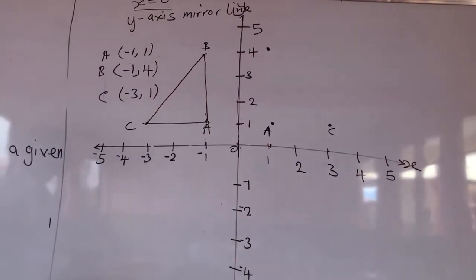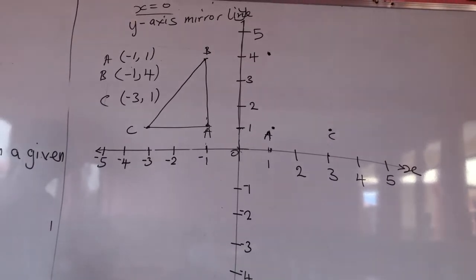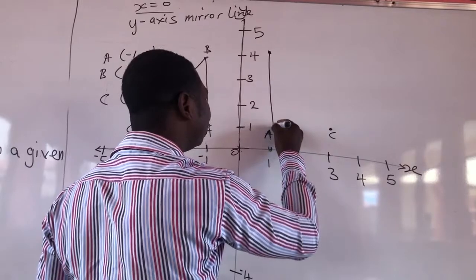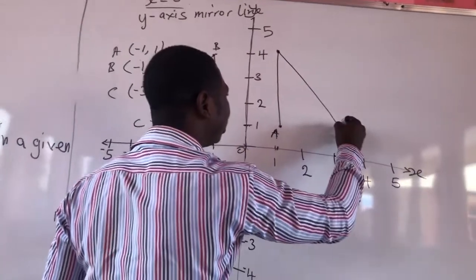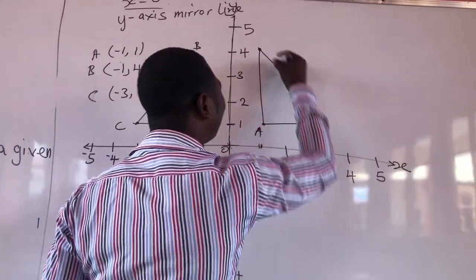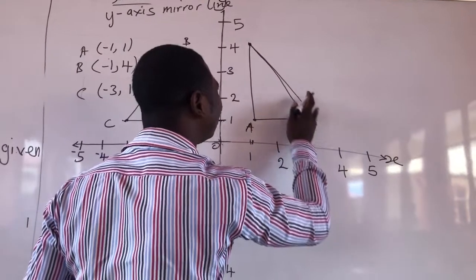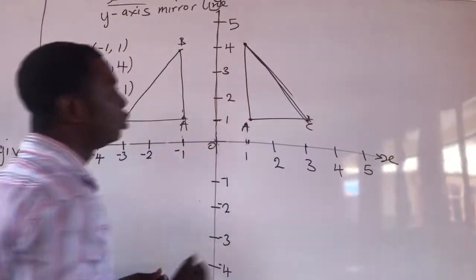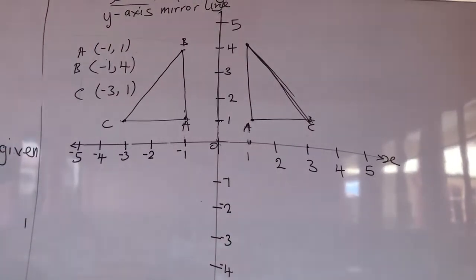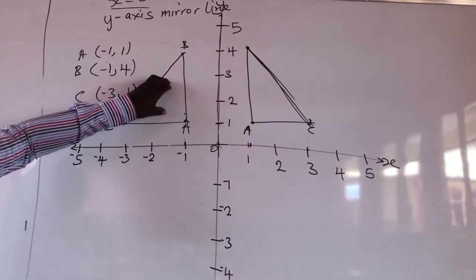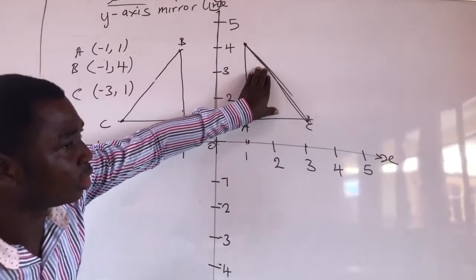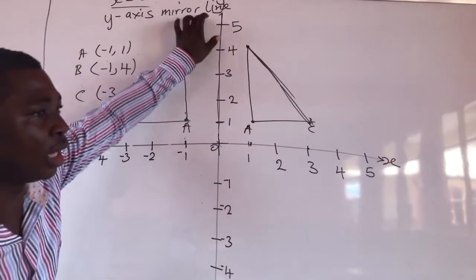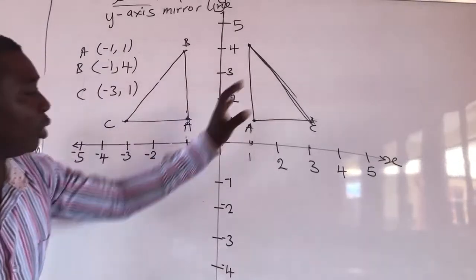Now, all we have to do is join the points. Now we have transformed. Draw it straight. Make sure you use a straight edge so that your line is very straight. Now we have transformed this image to this side. You see the reflection, the y-axis mirror line.